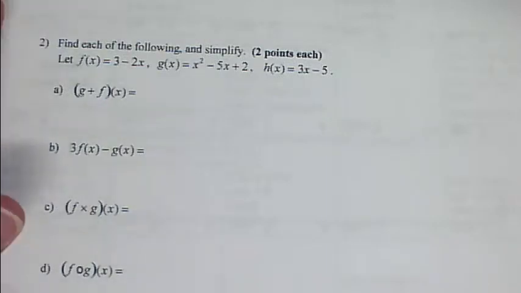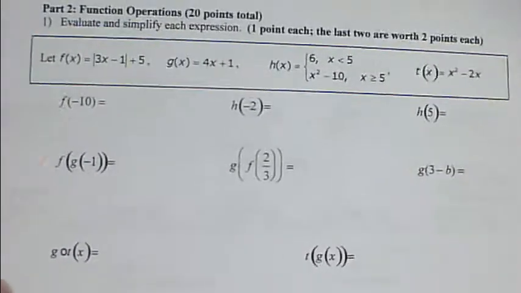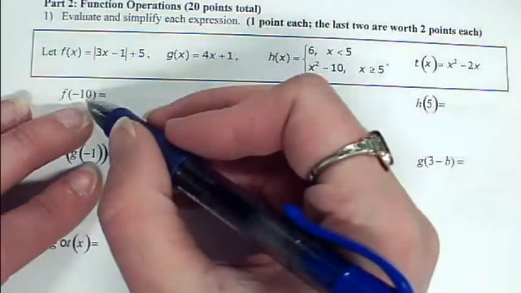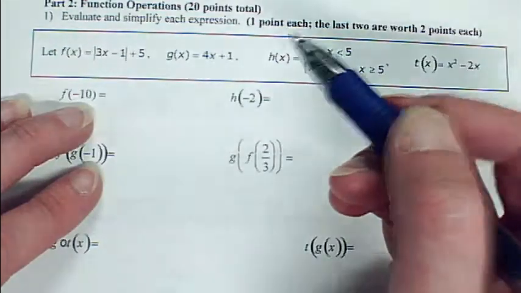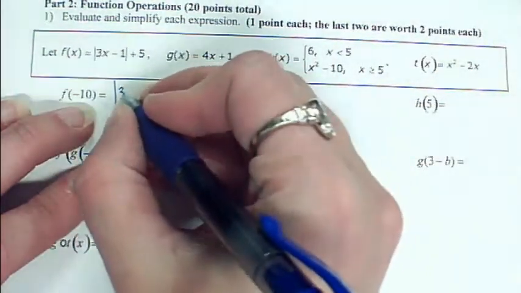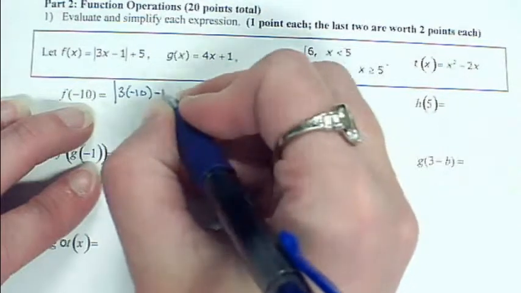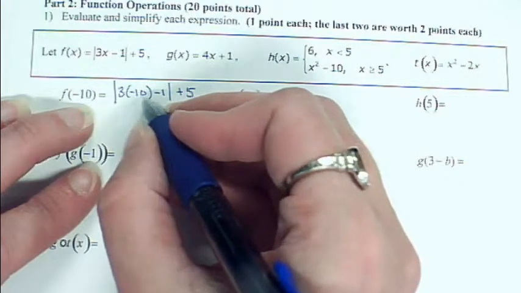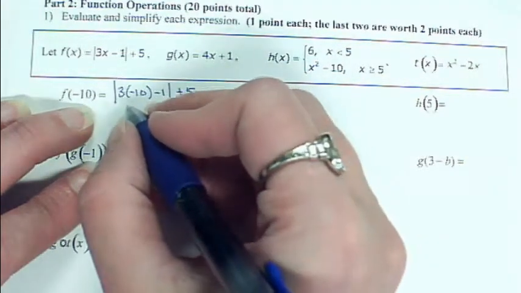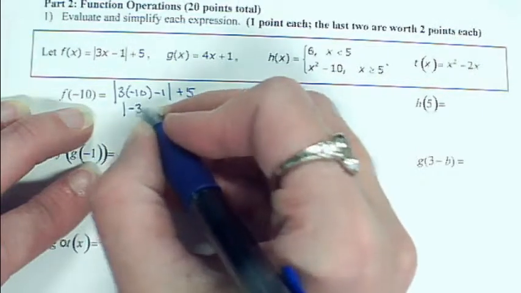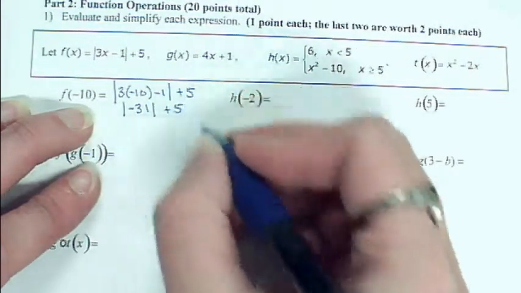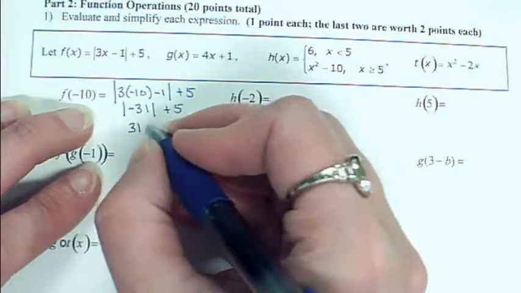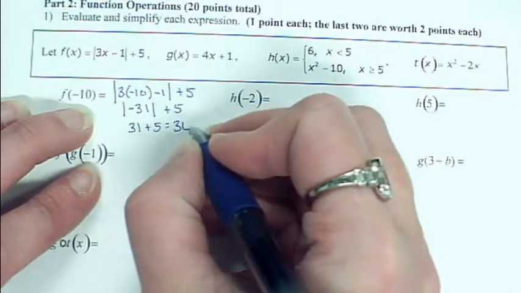Now, part 2, function operations. What we're doing is this is the value that's going to plug in for x. So f of -10. The absolute value of 3 times -10 minus 1 plus 5. That's -30 minus 1. That's -31 plus 5. Now we take the absolute value. The absolute value of -31 is 31 plus 5 is 36.